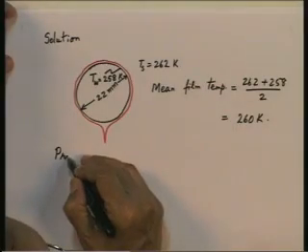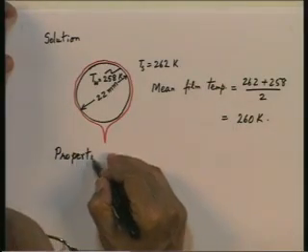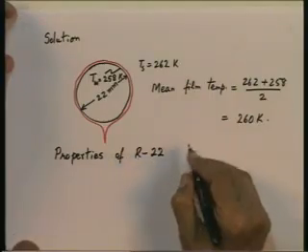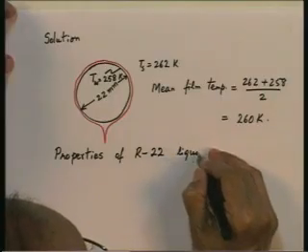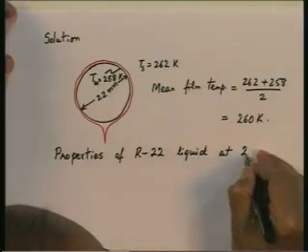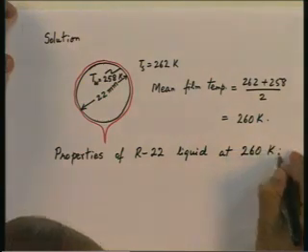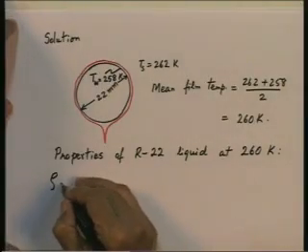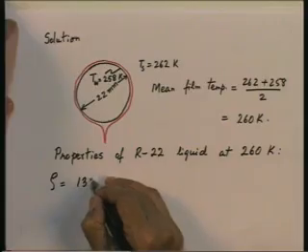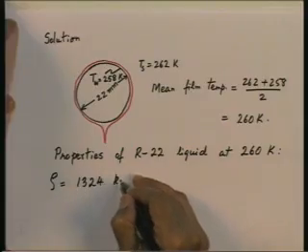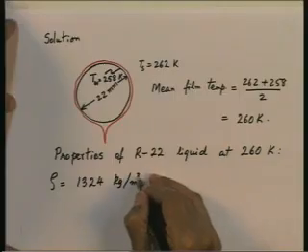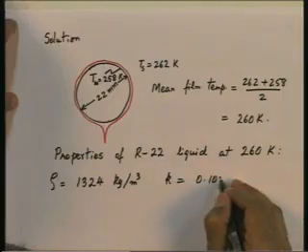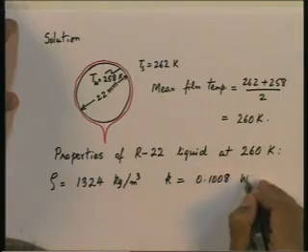Properties of R 22 liquid, refrigerant 22 liquid at 260 K. We have to look these up in the tables for R 22. We will need the following properties. We will need the density rho of the liquid, which, if you look it up, will be 1324 kilograms per meter cubed. We will need the thermal conductivity K, which is 0.1008 watts per meter Kelvin.